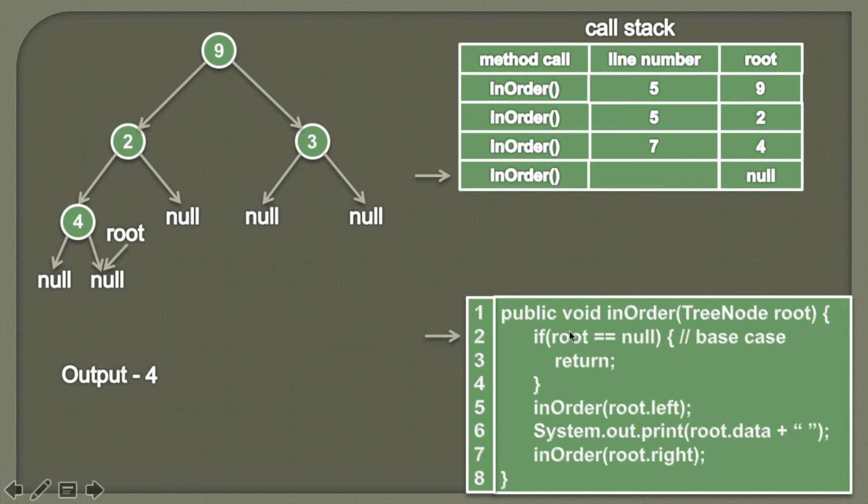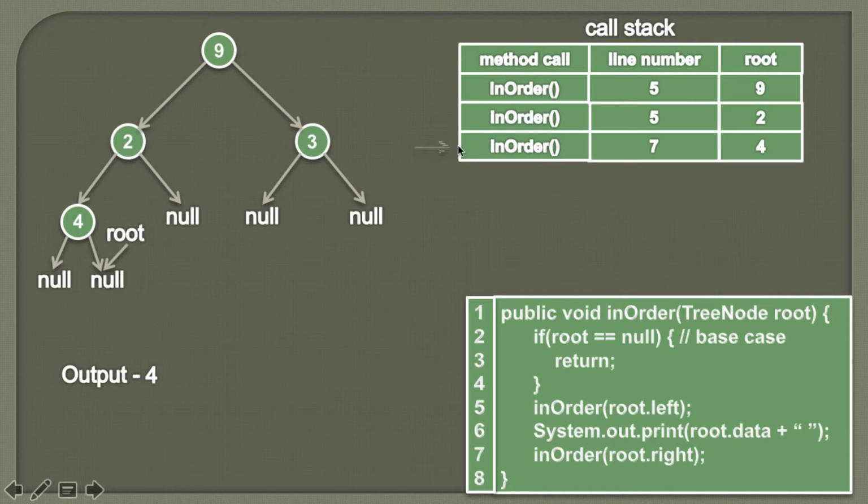In the first step, we'll check whether root is equal to null or not. Currently root is equal to null, therefore the condition comes out to be true. And we'll simply return from this method. Once we return from this method, we know that this method will be removed from the call stack and the execution point will go to the method which called it.